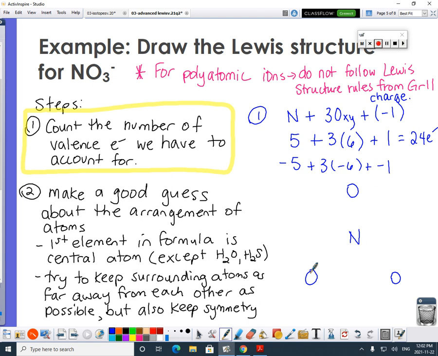Now, if you drew it like this, I probably wouldn't take marks off, but really start to think about symmetry and repulsion. These oxygens do not want to be close to each other if they don't have to be, okay? So just do your best. But definitely the first element in the formula will be the central, okay? So we have our 24 electrons. I'm going to highlight that too. This is what we are going to place.